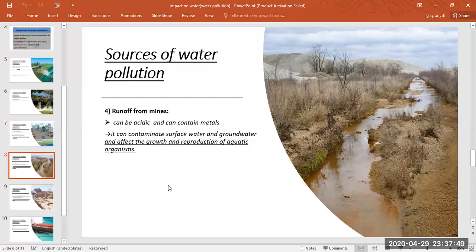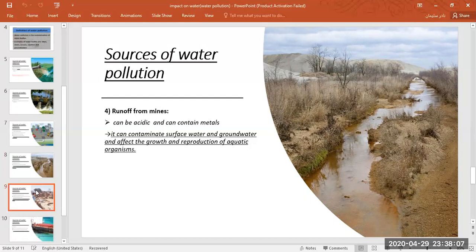So till now we learned many sources of water pollution. The first one was agricultural fertilizer. Second one was industrial waste. Third one, runoff from urban areas. Fourth one, which is now, the runoff from mines.